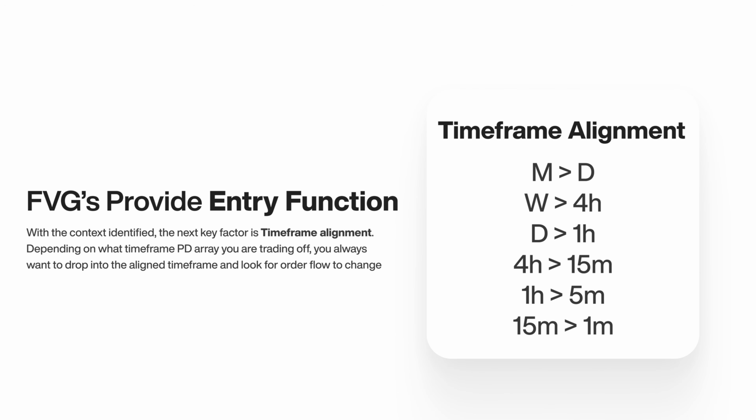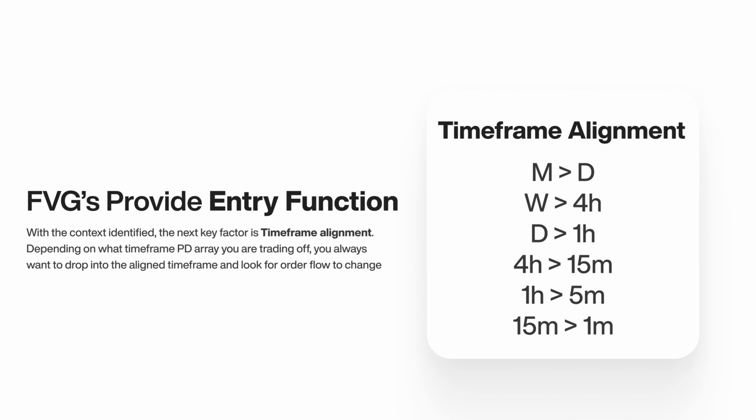Fair value gaps provide an entry function. So this is why I said they're a Swiss Army knife. They provide us bias and draw, they provide us narrative, and they also provide us an entry function in fair value gaps and inversion fair value gaps. So with everything contextualized from the top down, when you have the draw, the narrative, this is where you actually want to look for your fair value gap or an inversion fair value gap entry using time frame alignment.